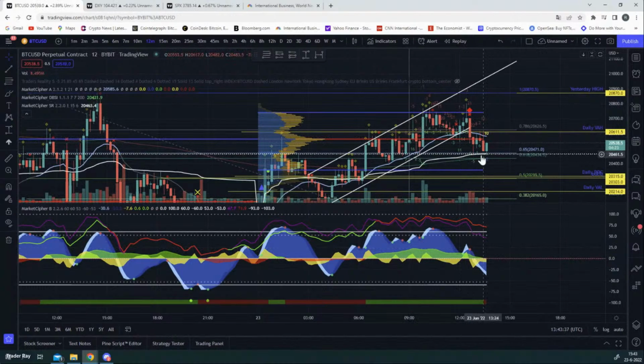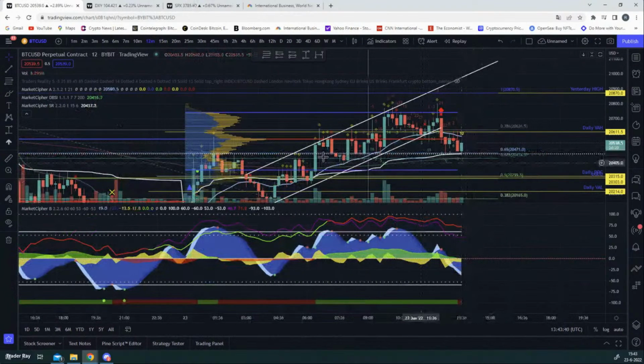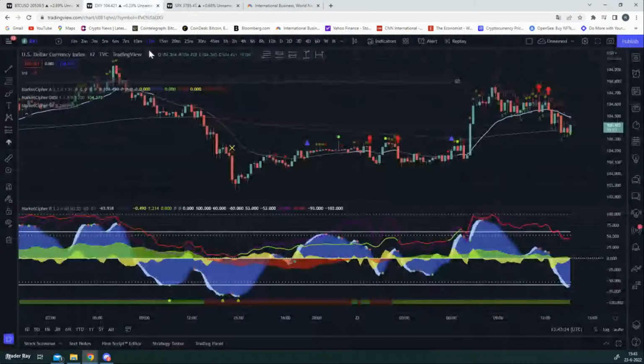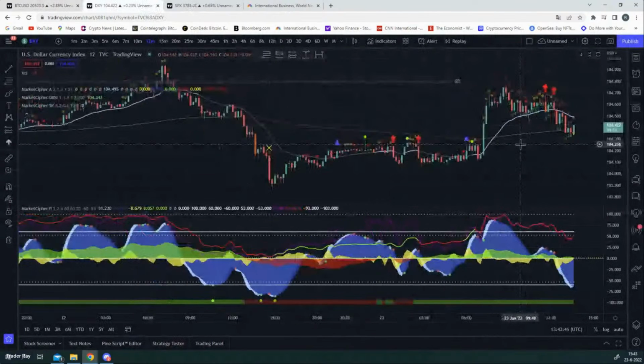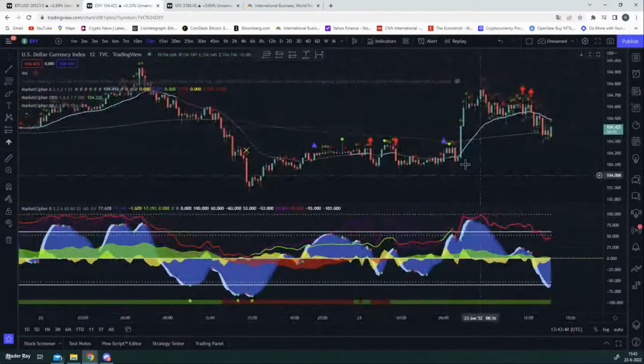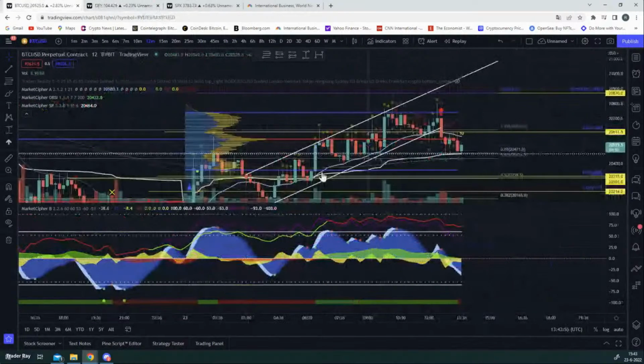So far, nice bounce off that VWAP. I'm happy that I closed my short. Let's see, what does the dollar index do? Weird. We actually moved at the same time with the dollar index. Look at this. Big pump up, slow grind lower on the 12 minute.